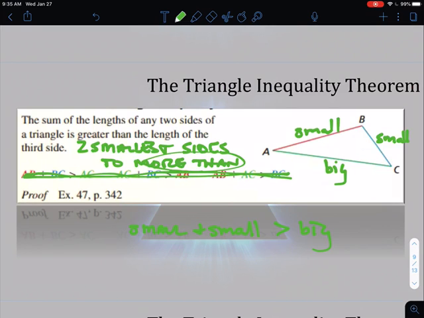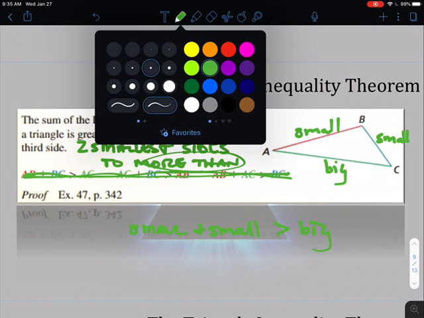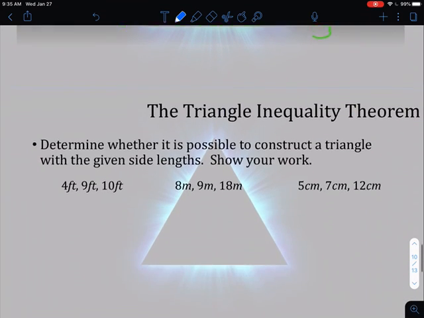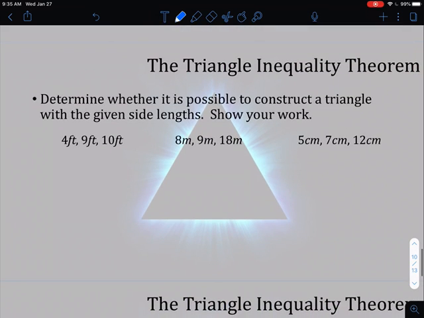The small plus small has to be larger than the big. So if we look at some examples here, it says determine whether it's possible to construct a triangle with a given side length. So the first thing we're going to do is look at this. We have these 3 side lengths. Can we make a triangle out of it?